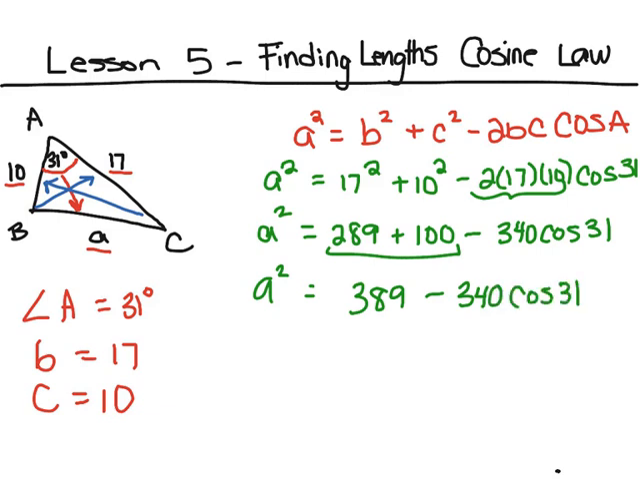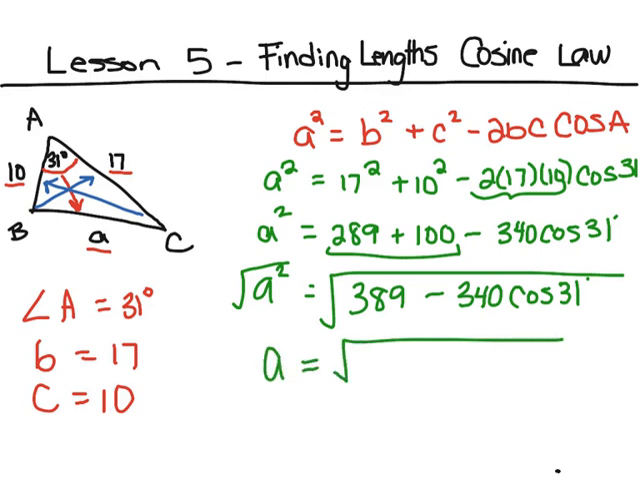The reason why I'm just leaving it as cos 31 degrees is because there would be decimals, and it's easier to type it into your calculator rather than round and write the decimals. So it's more accurate. So we're going to just finalize everything and type it all in the calculator at once. Now we're going to solve for a. Because it's a square of a, we need to square root both sides. So a is equal to the square root of 389 minus 340 cos 31.